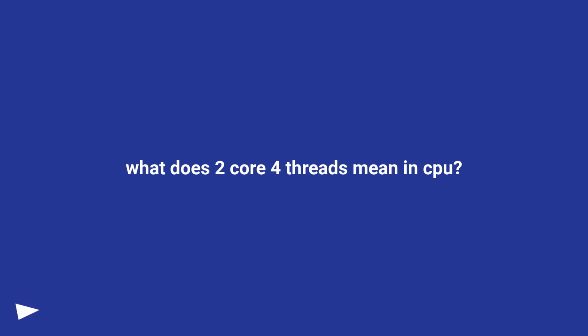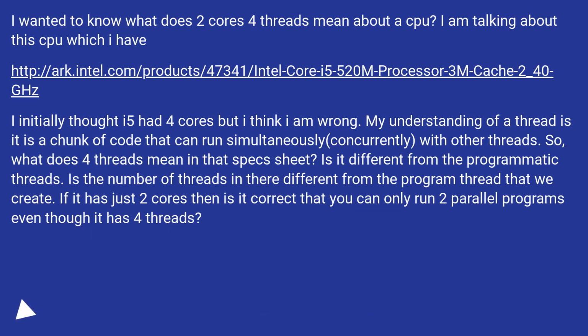What does 2-core 4 threads mean in CPU? I wanted to know what does 2 cores 4 threads mean about a CPU? I am talking about this CPU which I have. This URL. I initially thought i5 had 4 cores, but I think I am wrong.